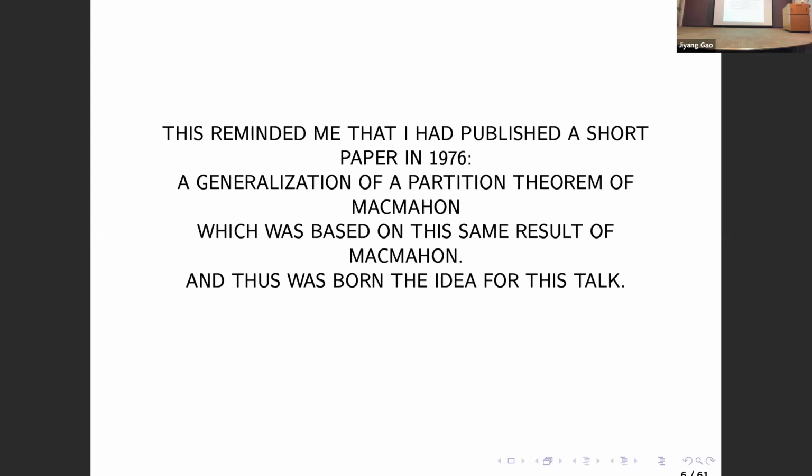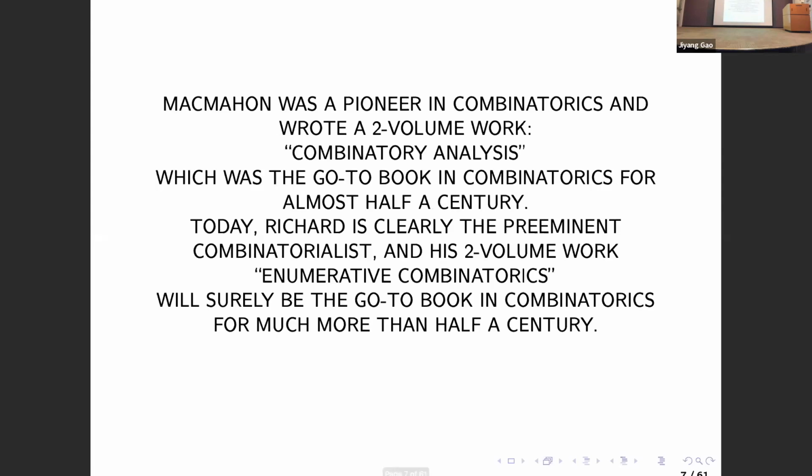This reminded me that I published a short paper, I think it was in 1966, so that's a typo. So the paper is old, and so am I. It was a generalization of the partition theorem of MacMahon, which was based on the same result of MacMahon that Richard was citing, and that's what formed the idea for this talk. MacMahon was a pioneer in combinatorics and wrote a 2-volume work, Combinatory Analysis, which was the go-to book in combinatorics for almost half a century. Today, Richard is clearly the preeminent combinatorialist, and his 2-volume work, Enumerative Combinatorics, will surely be the go-to book in combinatorics for much more than half a century.